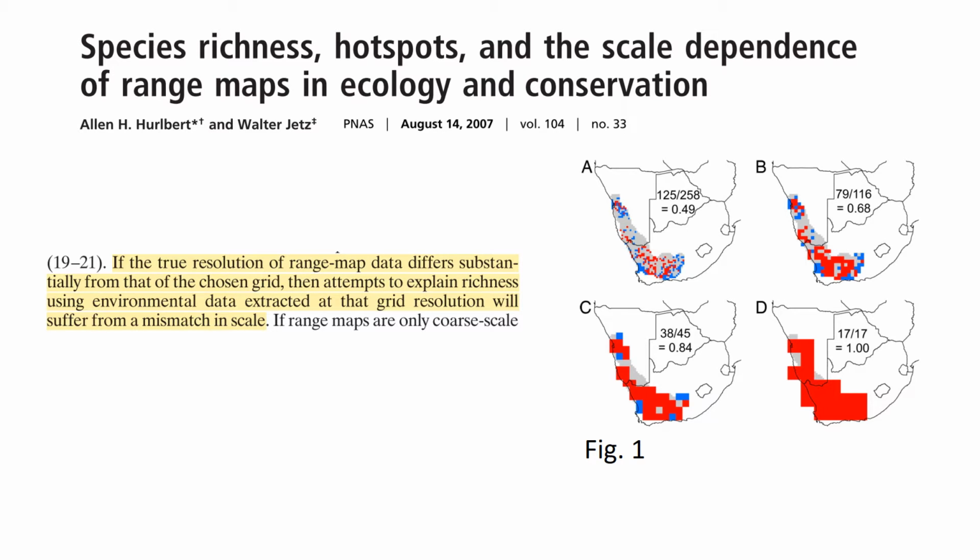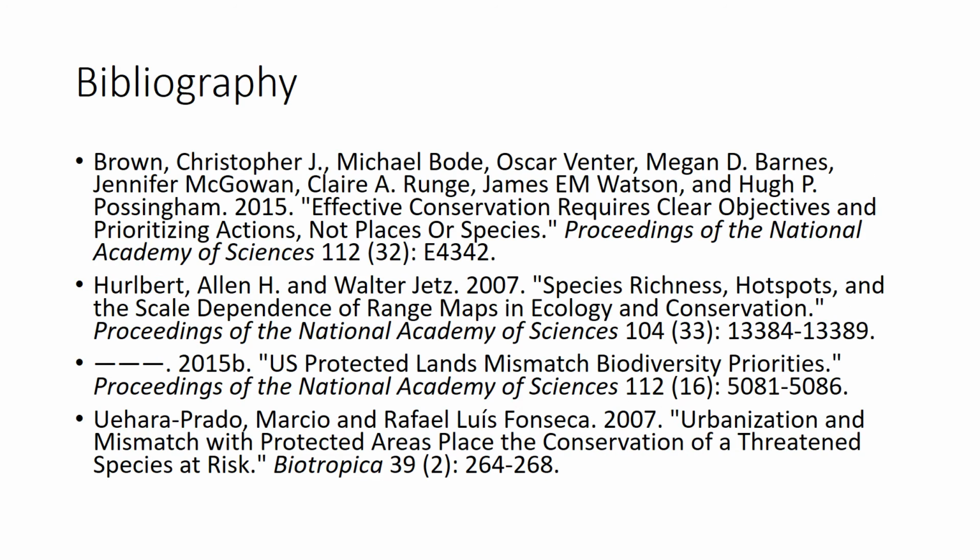The authors determined that conclusions of species richness and other patterns derived from range maps of less than 2 degrees resolution may be misleading. This is something to keep in mind while researching biodiversity conservation plans. Thank you.